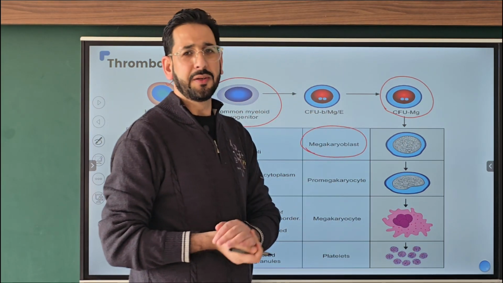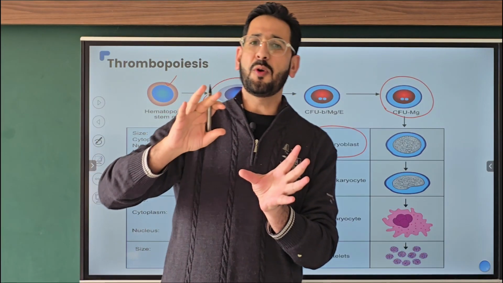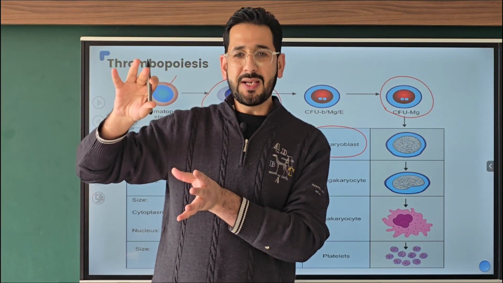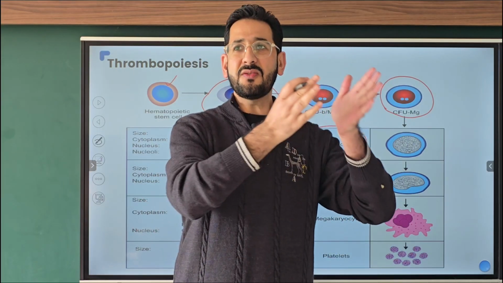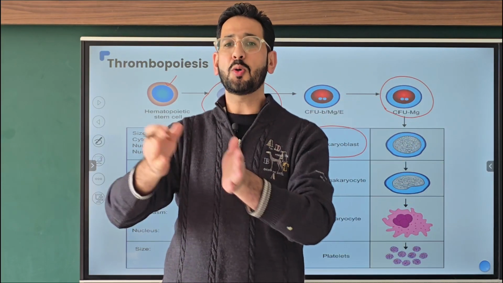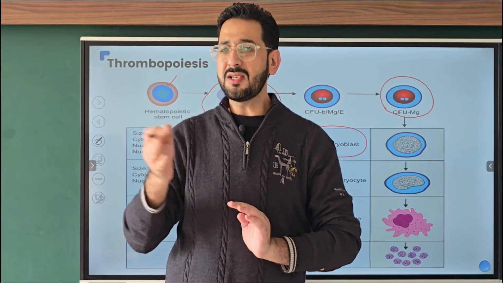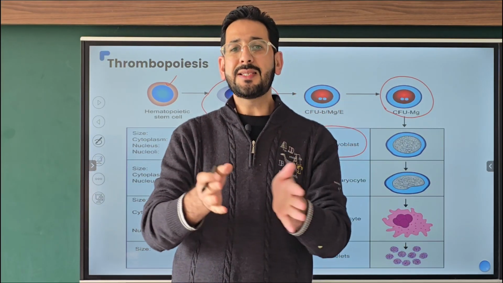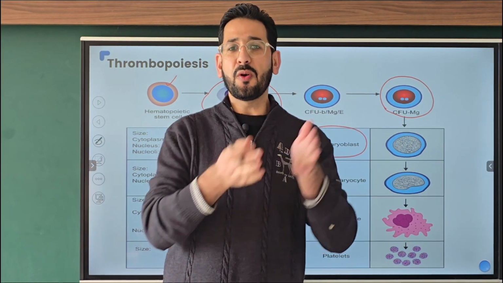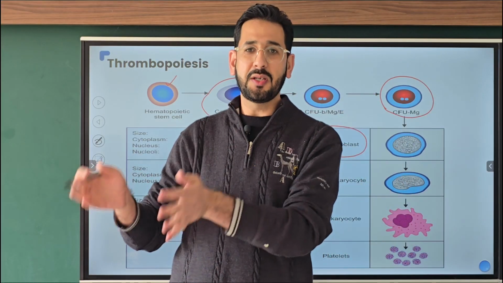Now, if you remember from the lecture on erythropoiesis, we saw that once we go from one stage to another, there are certain changes occurring, and one of the changes was that the cell size keeps on decreasing as we go from one stage to another.